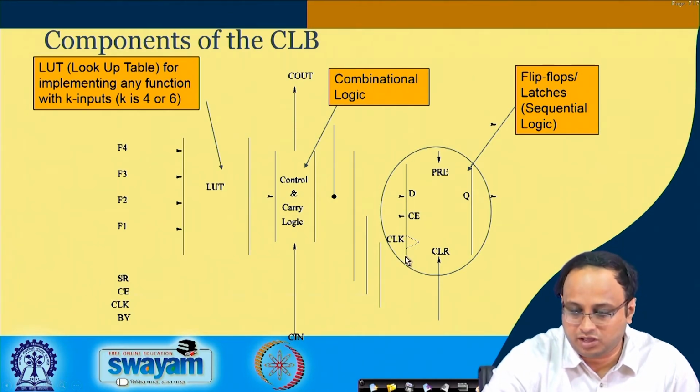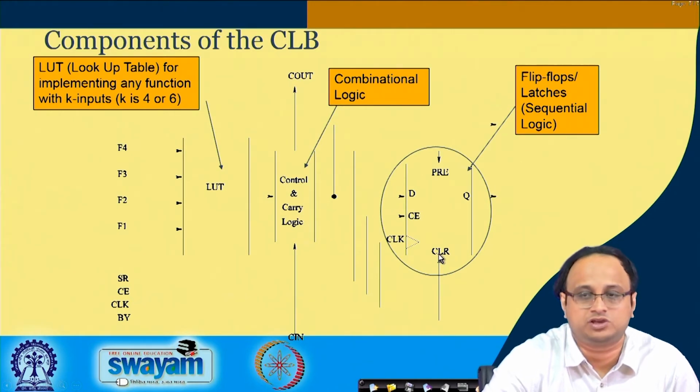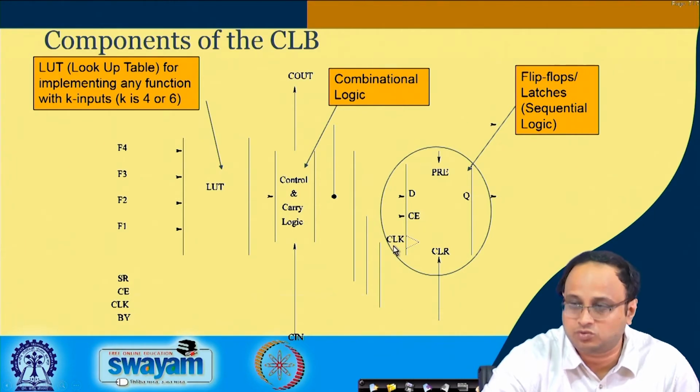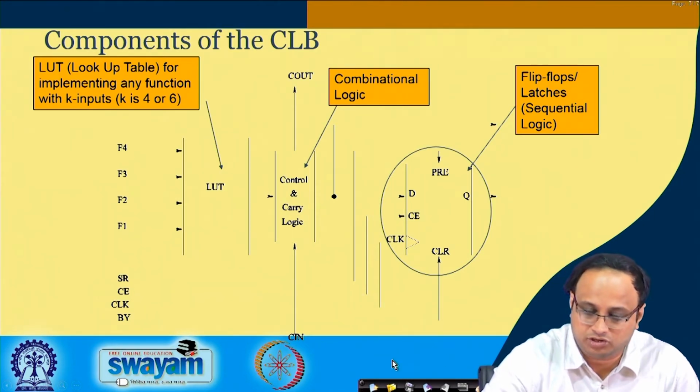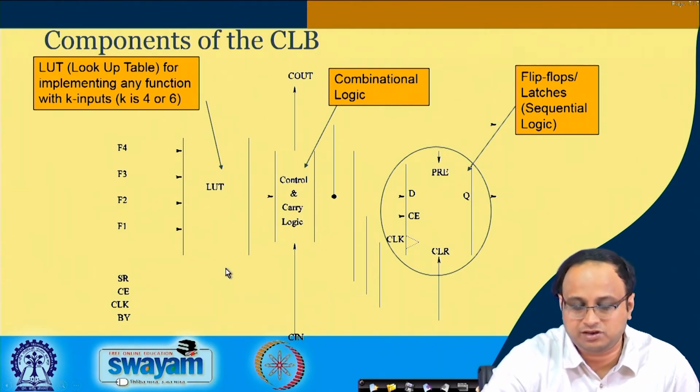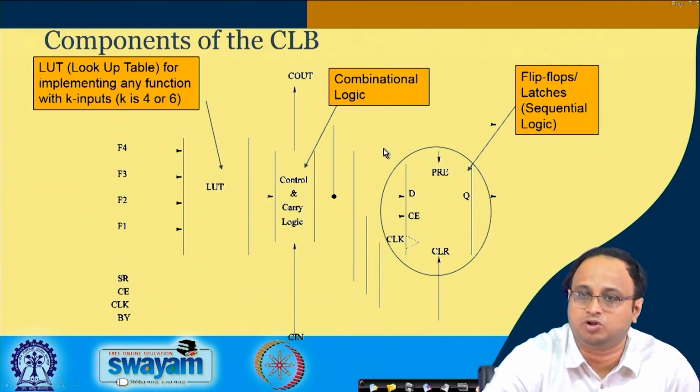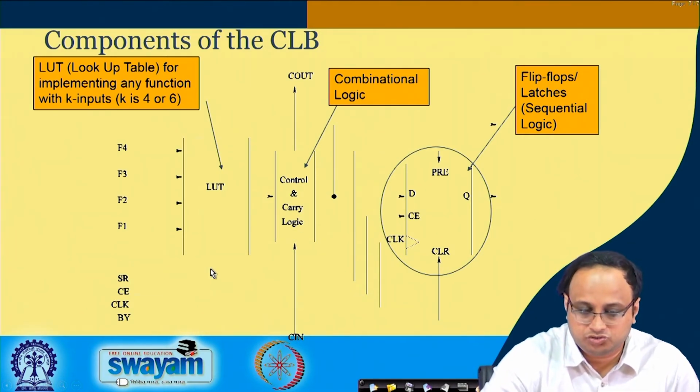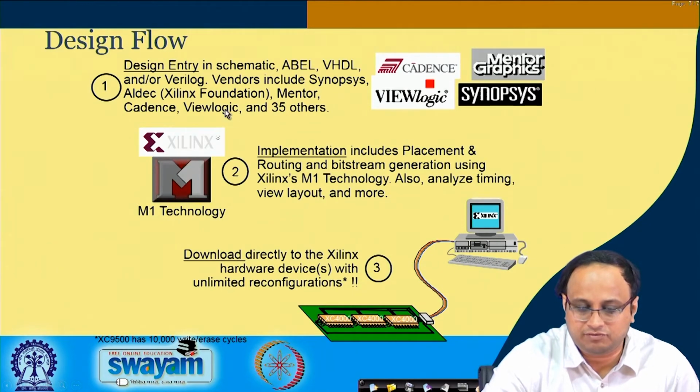You also have a flip-flop, which is essentially supposed to provide you support for the sequential logics. So you can see that you have got support for combinational logics and sequential logics. Together you can realize, or this basically functions as, your basic logic block. Okay. So this is how the design flow looks like.